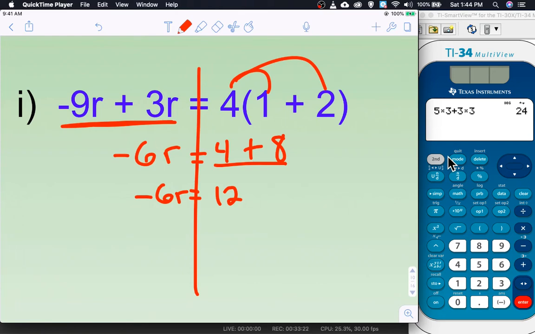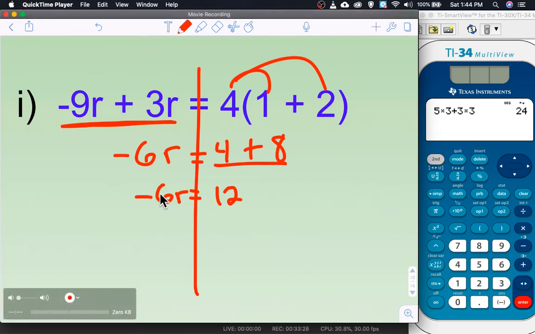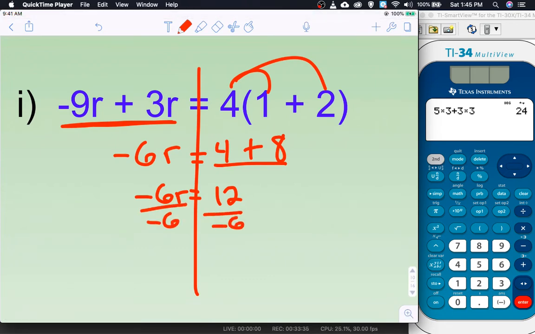I simplified. Now my last step is to get the variable by itself. Solve. This is a multiplication. -6 times r. So I'm going to divide by -6 on both sides. And r equals -2.